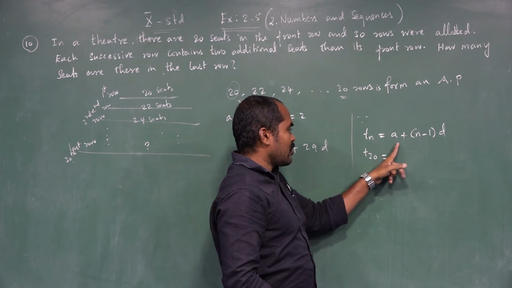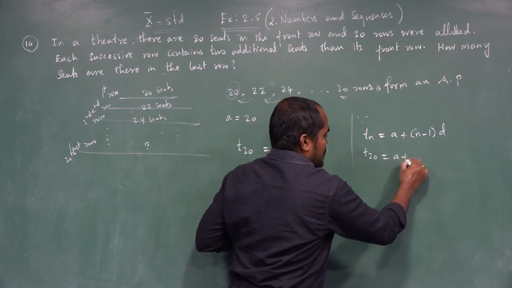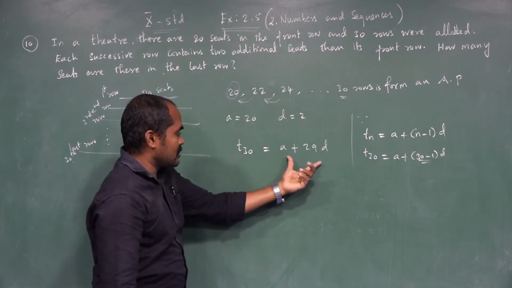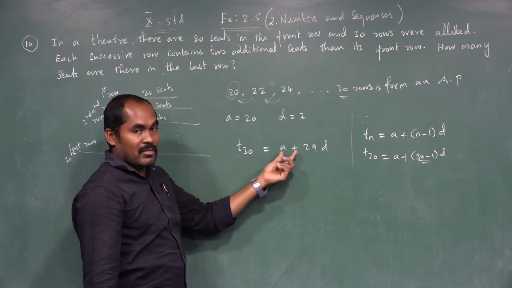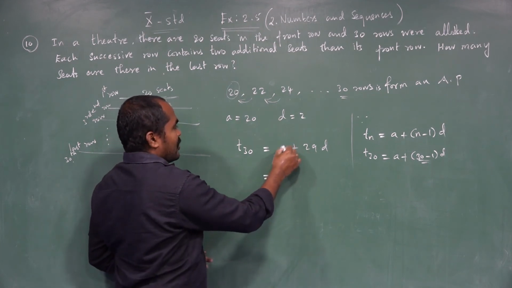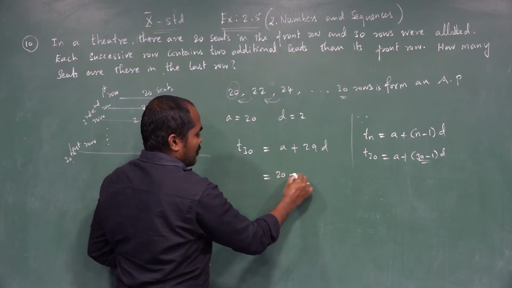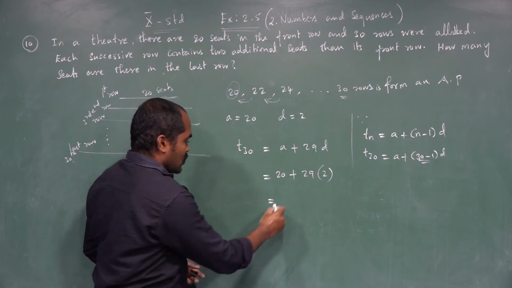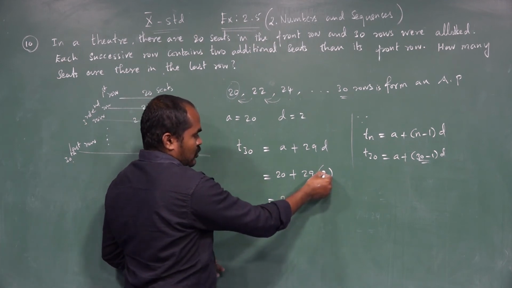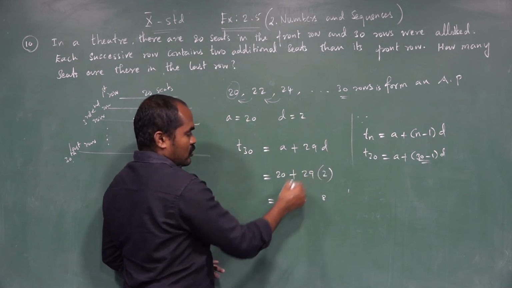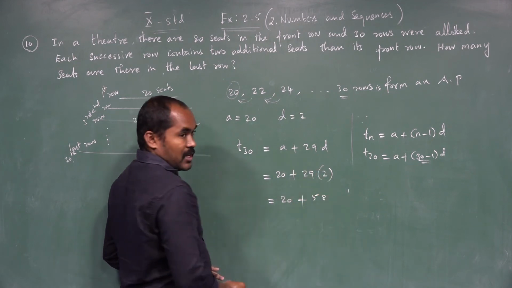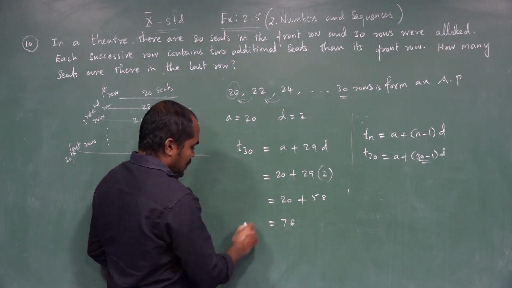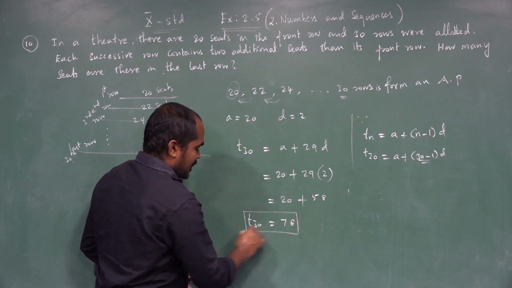So T30 equals A plus (30 minus 1) into d. 30 minus 1 is 29, so T30 is equal to A plus 29d. We know the A value and the d value: A is 20, plus 29 into 2. 29 into 2 is 58. 20 plus 58 is 78. So T30 is equal to 78.